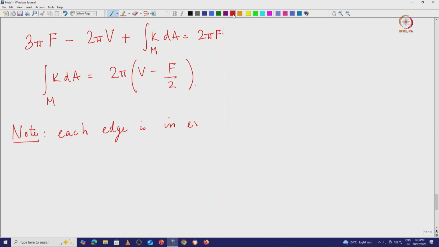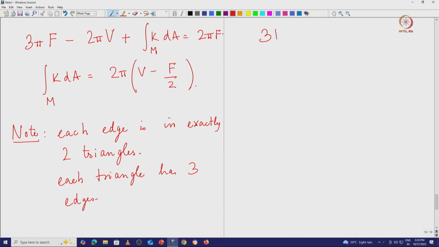So similarly, each edge is in exactly 2 triangles, right. On the other hand, each triangle has exactly 3 edges. So if you do the bookkeeping, that basically means that 3 times F is equal to 2 times the number of edges, right. Okay, so that just means that the number of edges is 3/2 the number of faces.